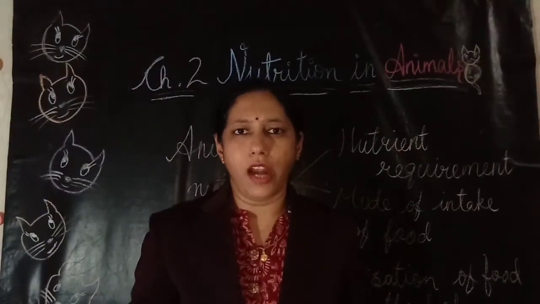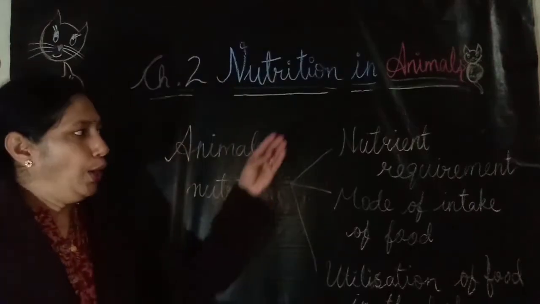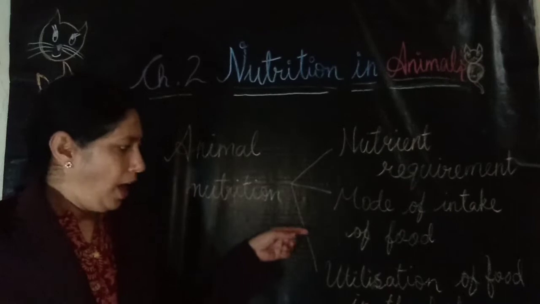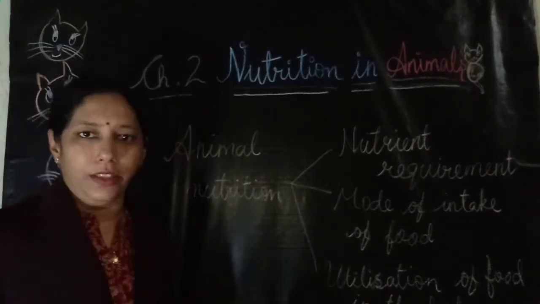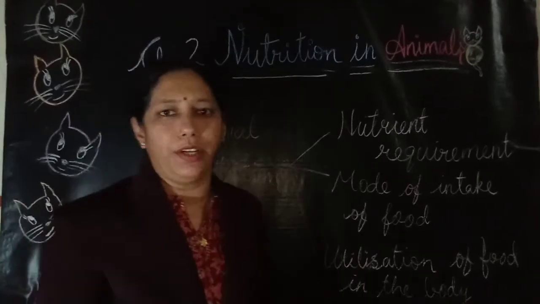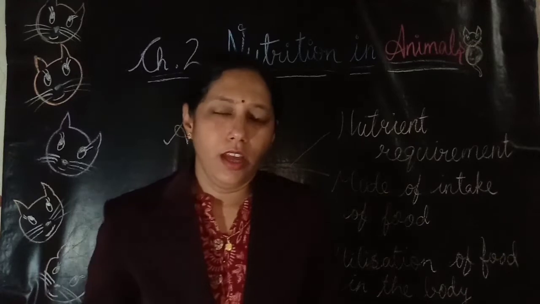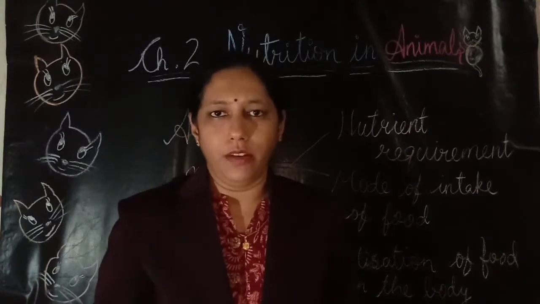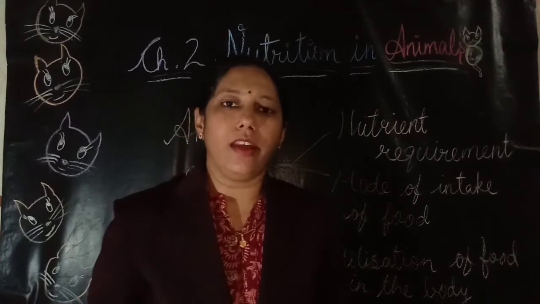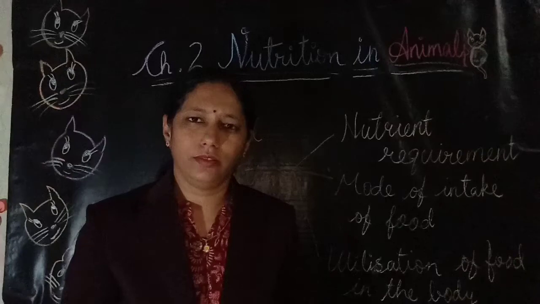Now we are going to start with nutrition in animals. Animal nutrition includes nutrient requirement, mode of intake of food and utilization of food in the body. First we will discuss nutrient requirement. The food is made up of different components like carbohydrates, protein, fats, vitamins and minerals. These components are needed by our body and they are known as nutrients.